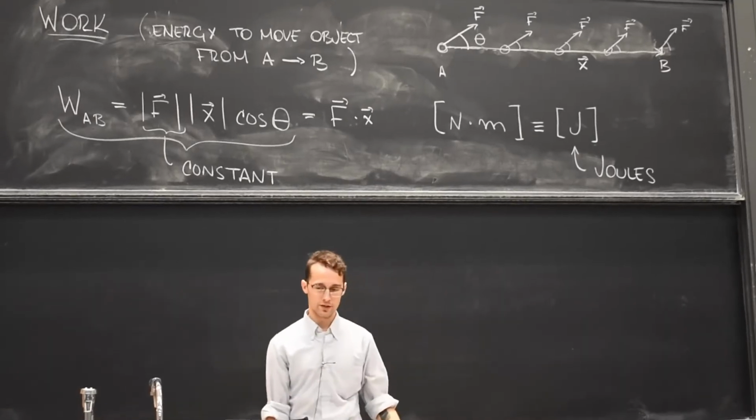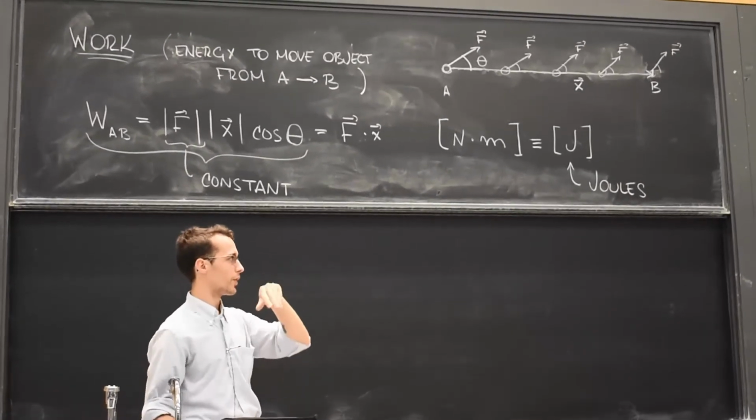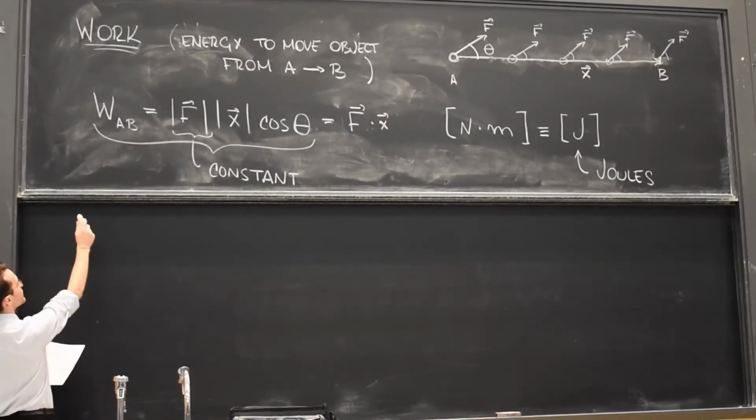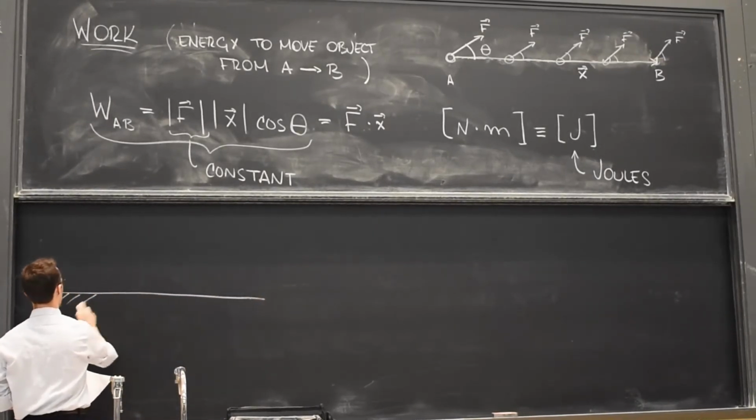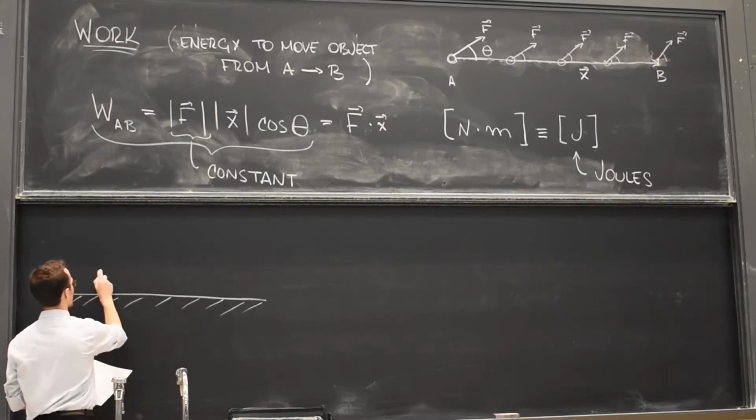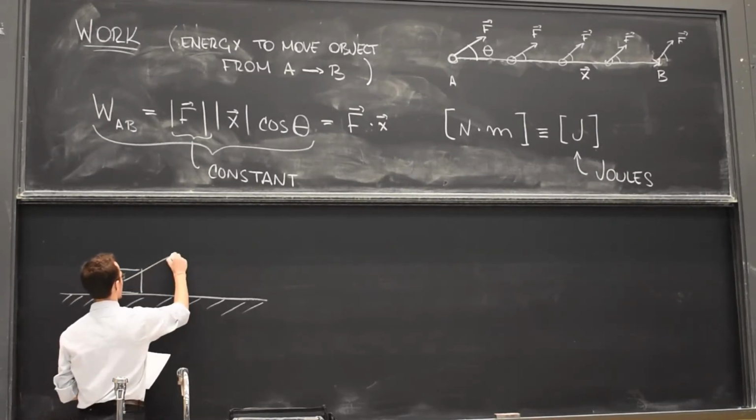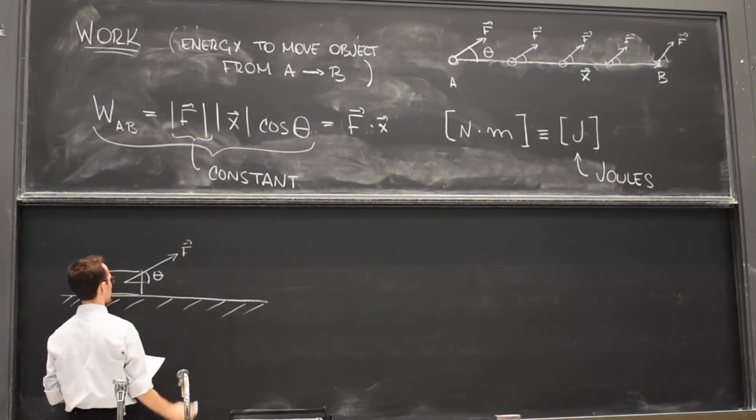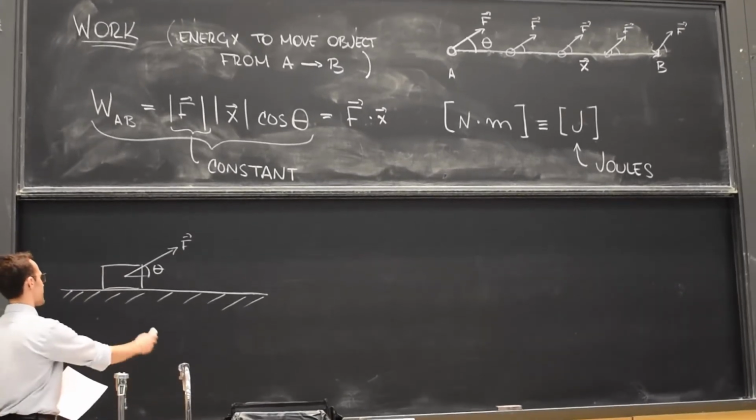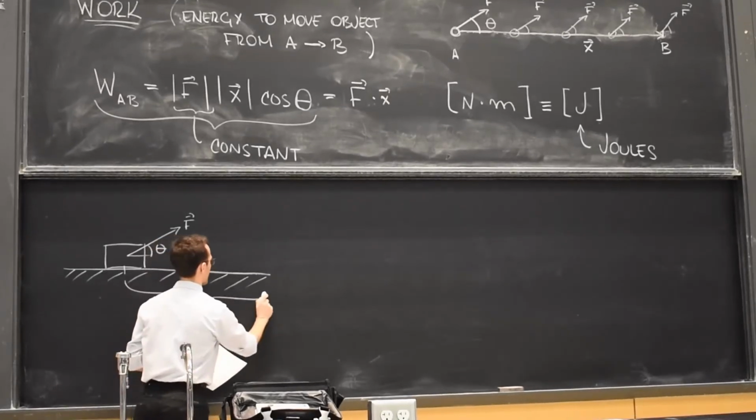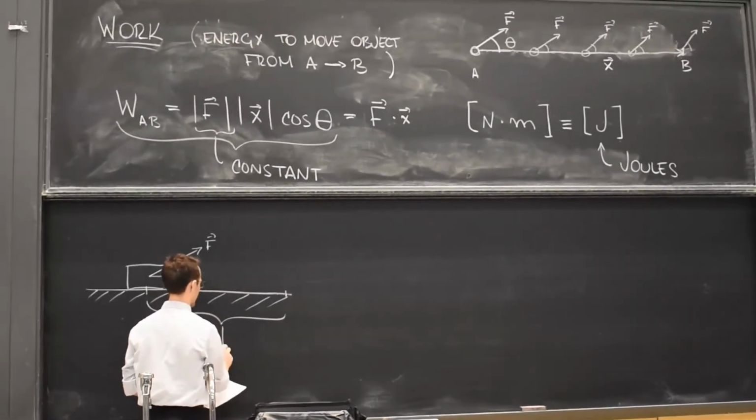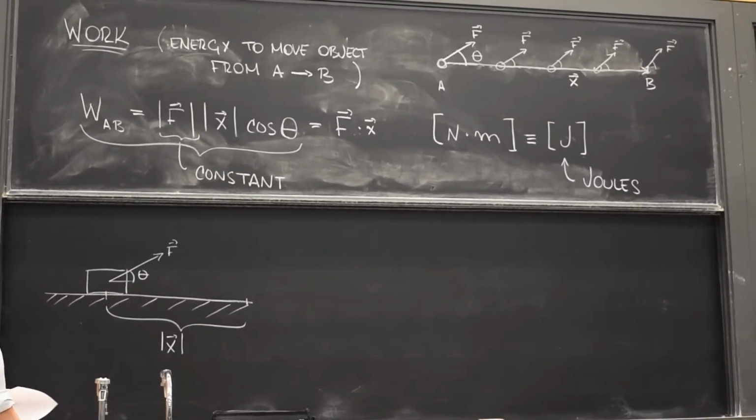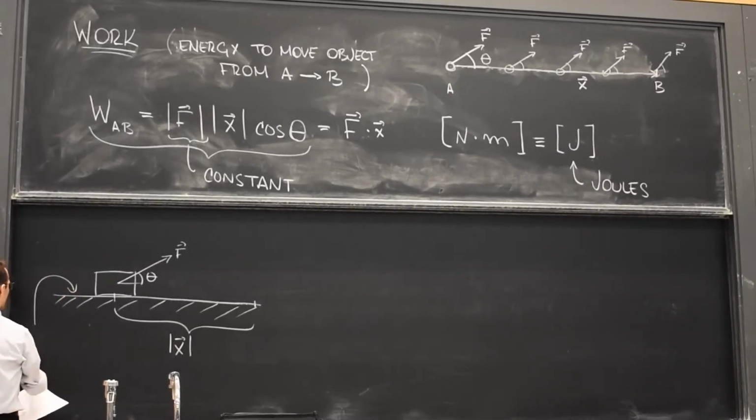Now I'm going to add one slight difficulty, just to show you an important part that will cause you troubles if you're not careful about it. So all I'm going to do is take the same system. Same block, same force, same angle, and the same distance. All right, so these numbers are going to be the same. The only thing I'm going to change is to say that this is now a rough surface.